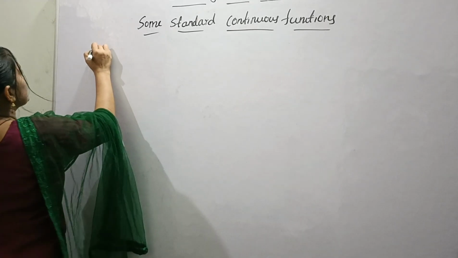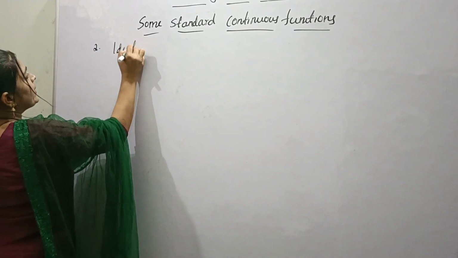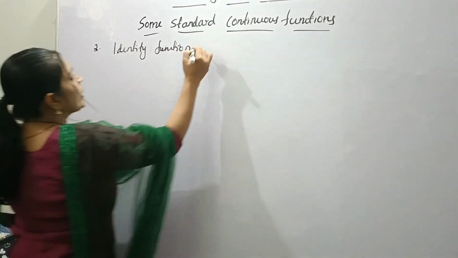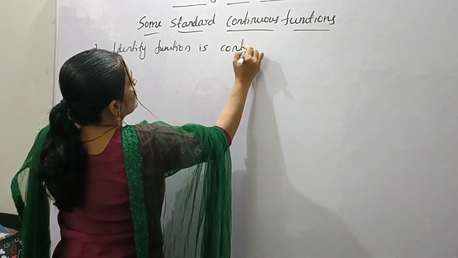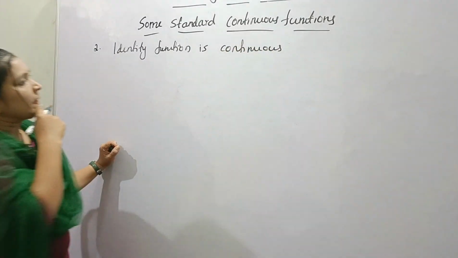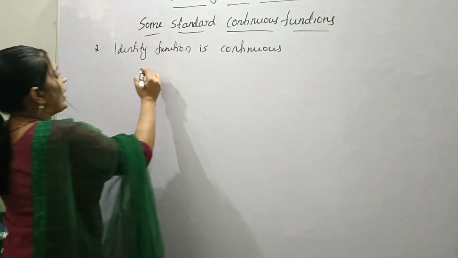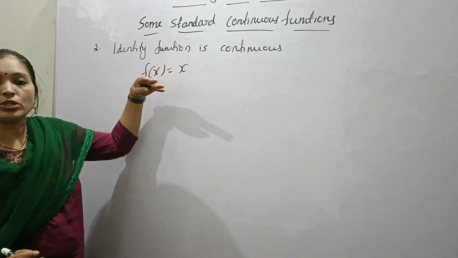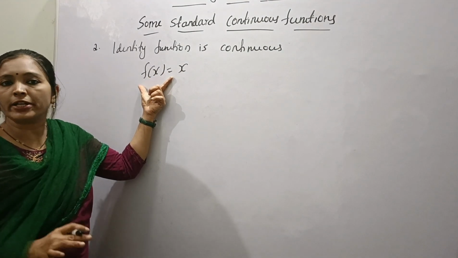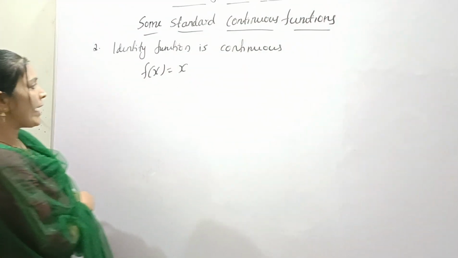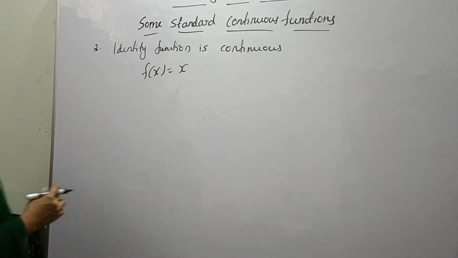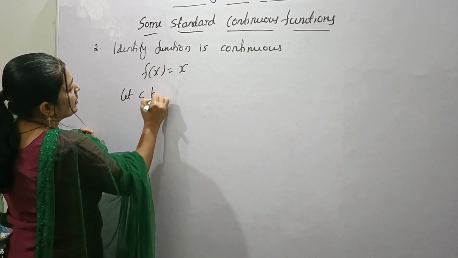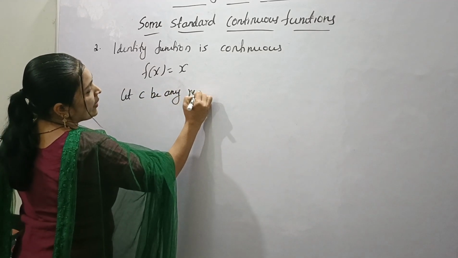The second standard function is the identity function. The identity function is also continuous. How? What is an identity function? An identity function is of the form f of x is equal to x. This type of function is called an identity function. Here also the domain is R, the set of real numbers, and let c be any real number from the domain.